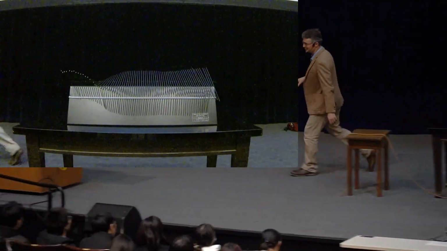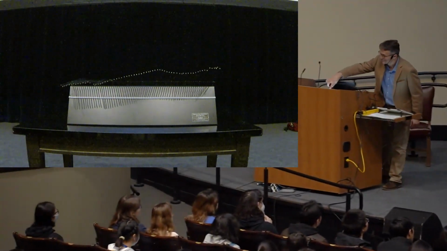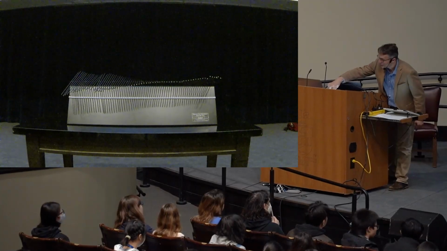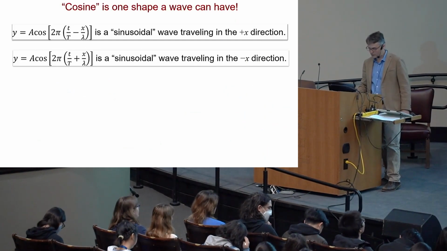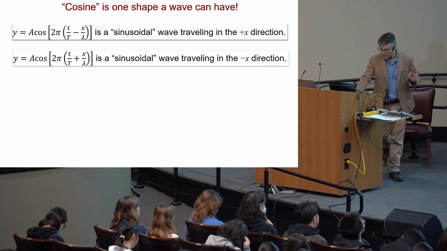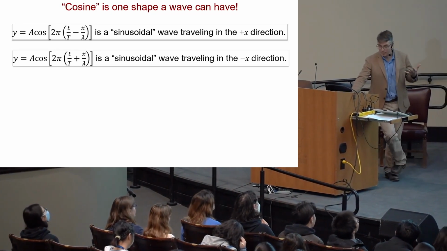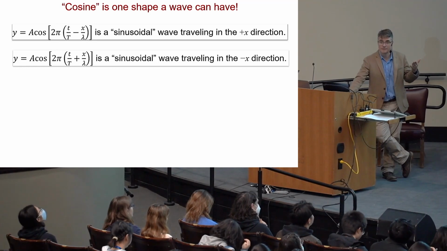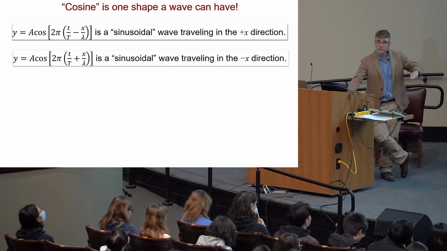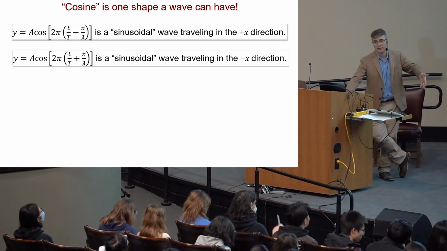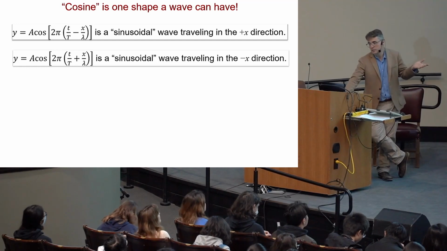That's sort of also a standing wave. Okay, good. So what I want to do is move on to cosine as a shape that a wave can have. So we were doing triangles. Well, triangle is one shape. Also, cosine is a shape.